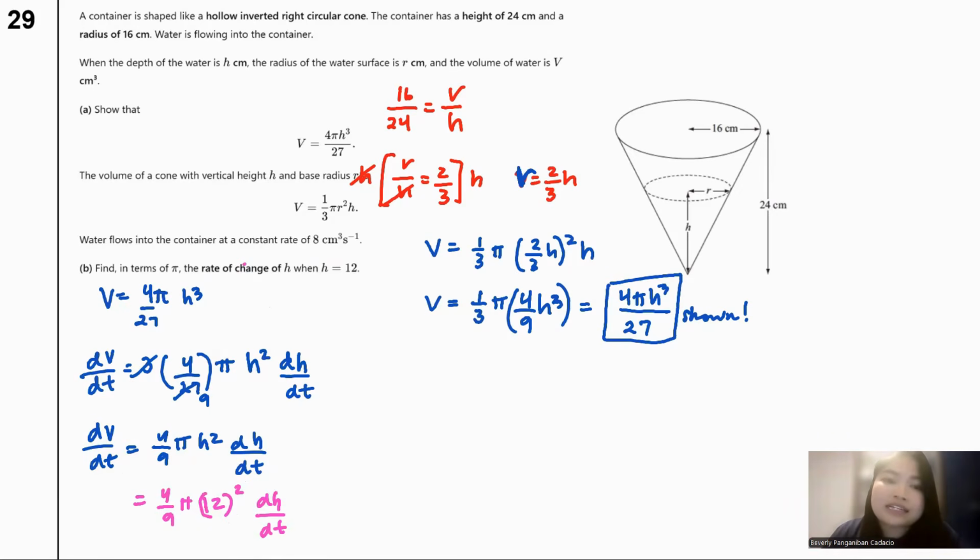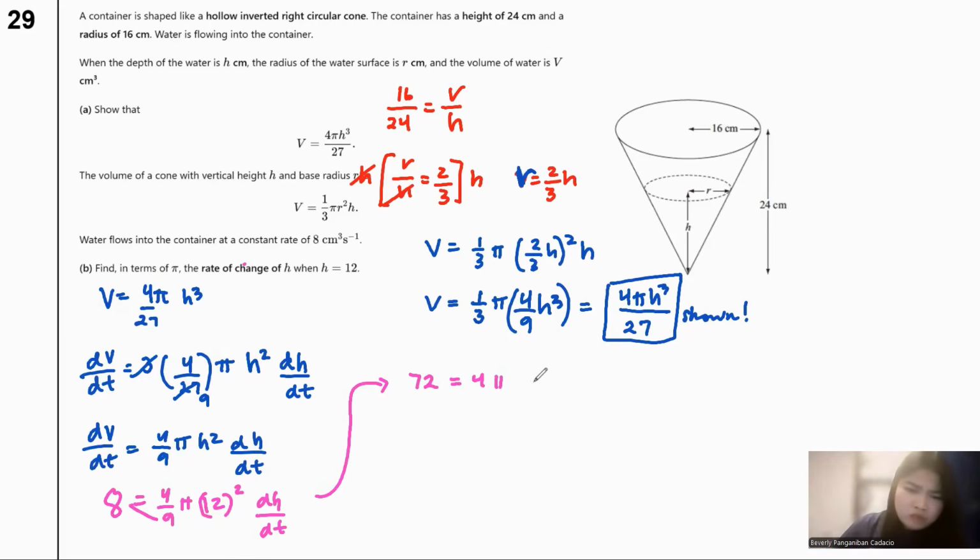dV over dt is just this one. See, cm cubed means volume. This is the time, so that will be your dV over dt. So it's just 8. Then you just need to solve that, guys. You can do it step by step to make it easier. 8 times 9 will become 72 is equal to 4 pi.